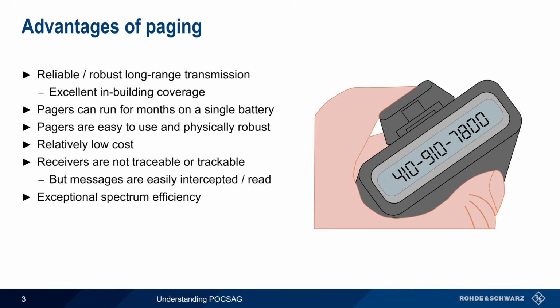And finally, paging is very spectrally efficient, requiring at most about 25 kHz of bandwidth per paging frequency, and thus licensing requirements and cost are significantly lower than for other radio or cellular services.